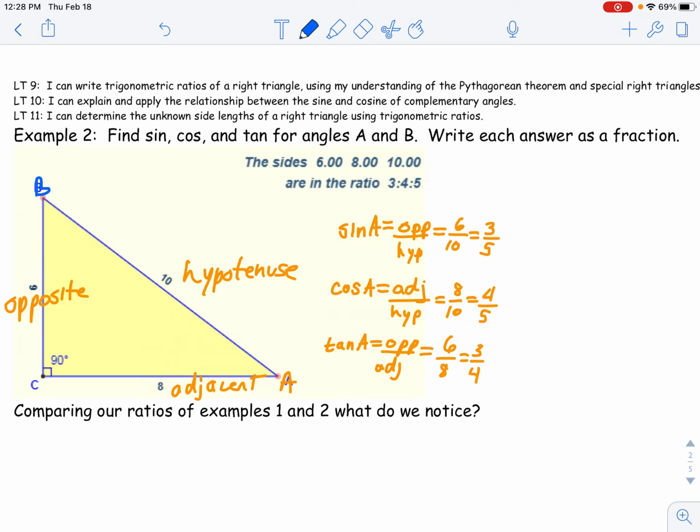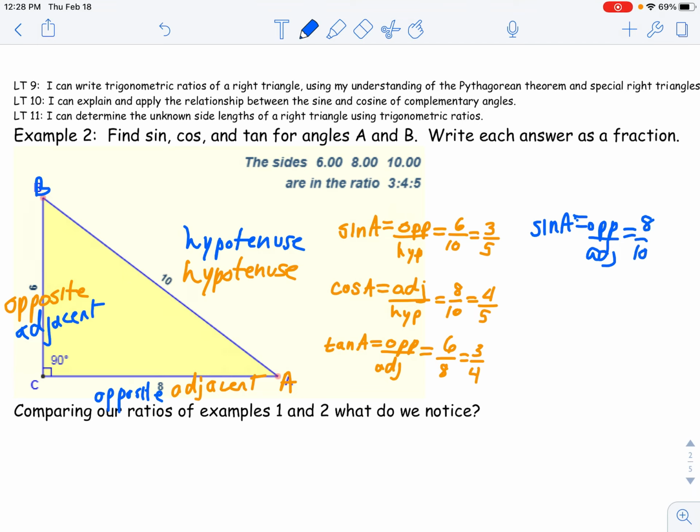Angle B, now with respect to angle B, the hypotenuse does not change, but the opposite and adjacent sides swap. 8 is now the opposite side. Adjacent is now that. Okay? So sine of angle B, opposite over hypotenuse. Opposite is going to be 8 over 10, which reduces to 4/5.